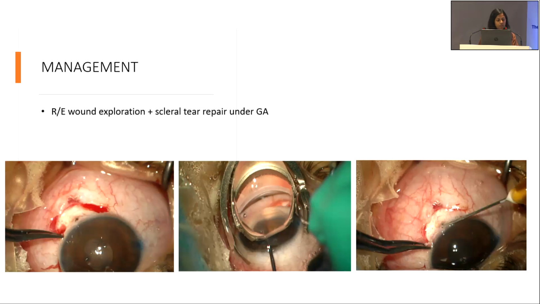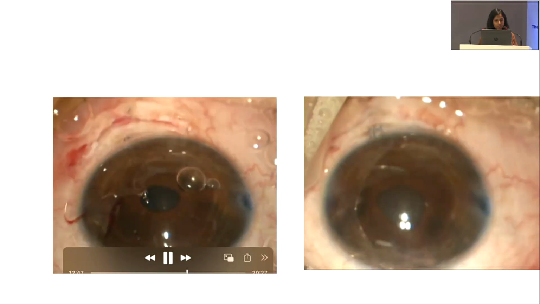We found that there was no foreign body in situ as such, but there was iris incarcerated, which was acting like a seton, forming a conjunctival bleb, which was further causing the hypertensive maculopathy. So we did a wound exploration, and gonioscopy was also performed to see if anything was present in the angles, and then scleral tear repair was done.